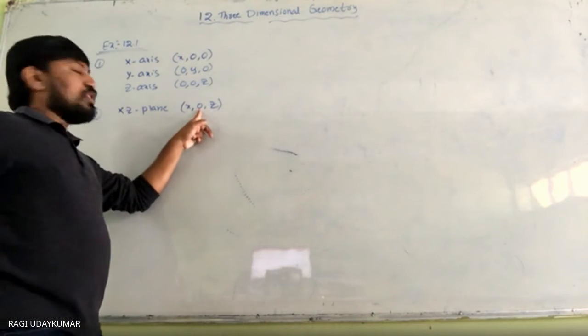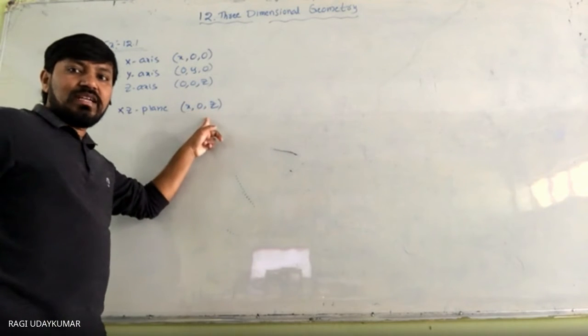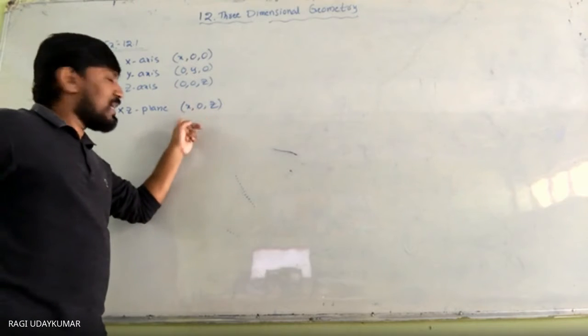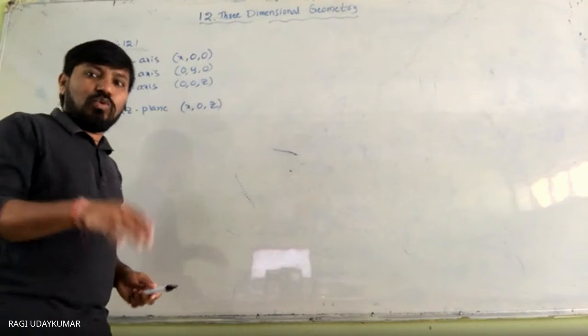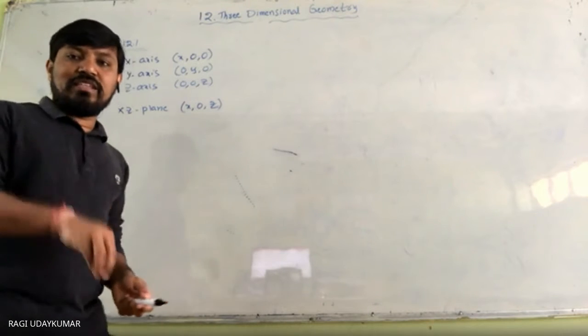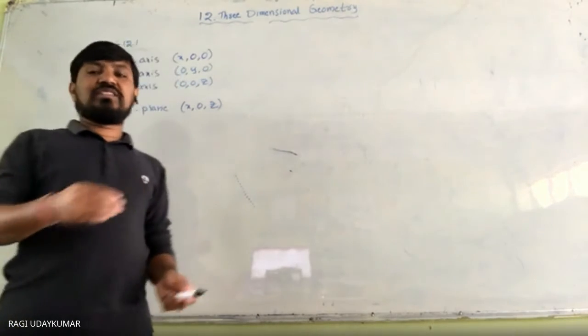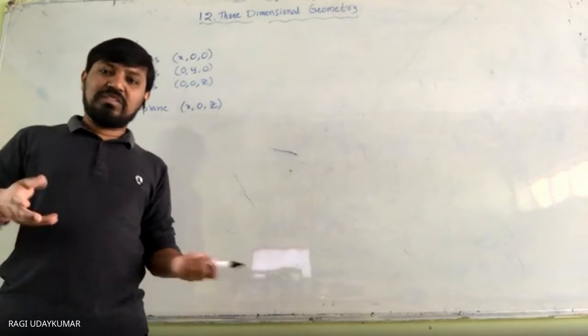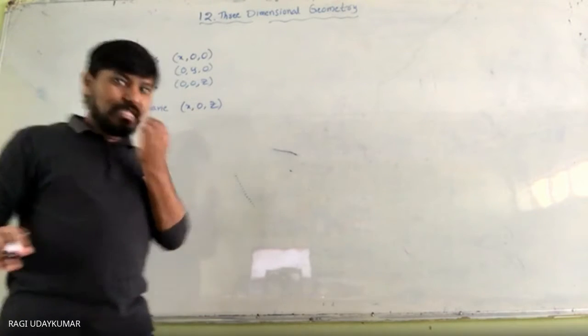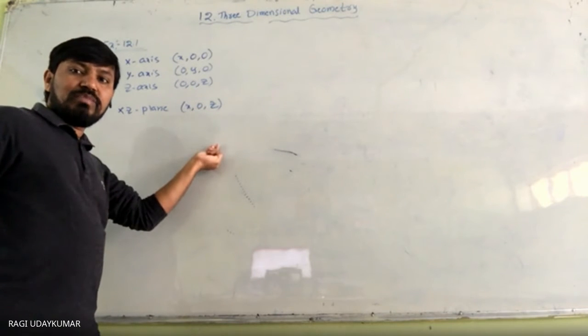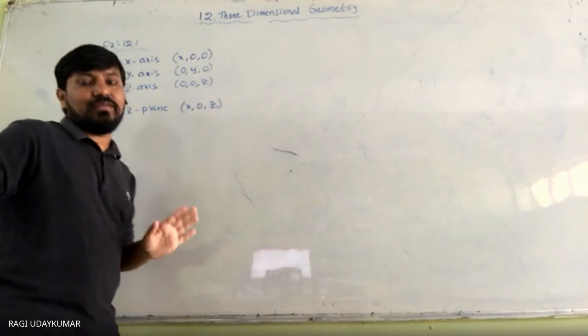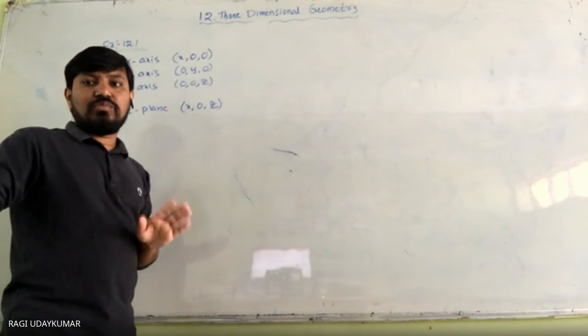The y coordinate represents the distance of that particular point from the xz plane. Since the point is already on the xz plane, the distance is 0. The y coordinate represents the distance from the xz plane. That is the one point you have to remember.